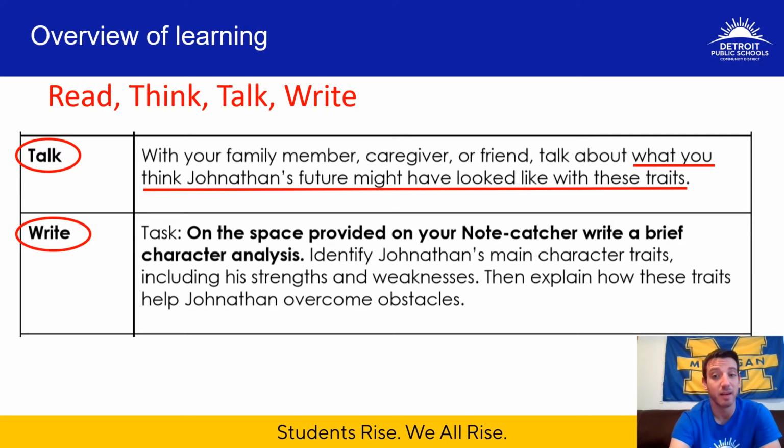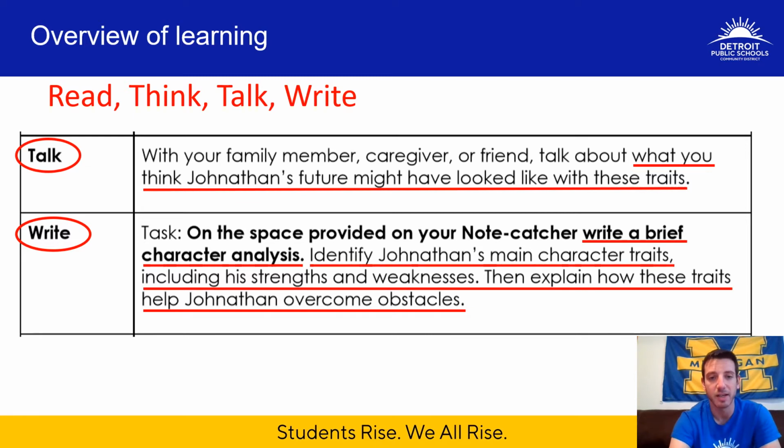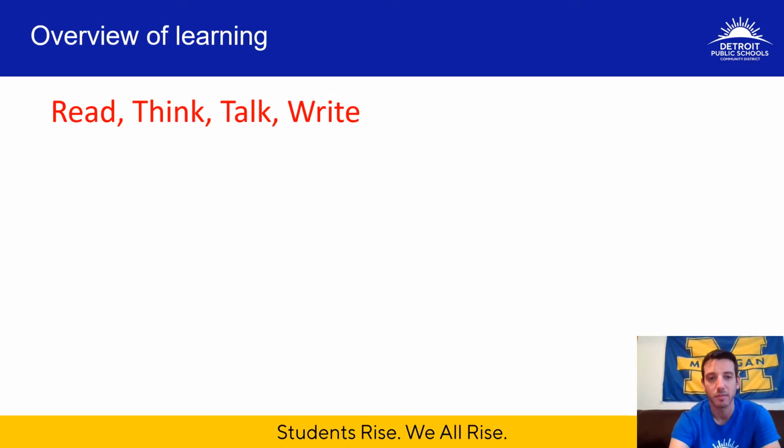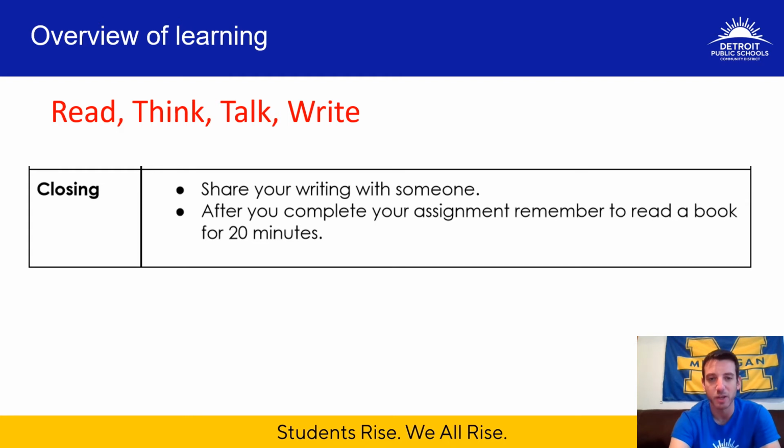And then the big part of the lesson for today is the writing assignment. So you're actually going to write a brief character analysis, which is going to be the model for today. So I'll go over it with you. And the character analysis is going to be about Jonathan. And you're going to identify Jonathan's main character traits, including his strengths and weaknesses. And then you're going to explain how these traits help Jonathan overcome obstacles. So again, you really got to think about Jonathan as a character and his strengths and weaknesses in terms of his personality. No surprise here, you're going to close out by sharing your writing with someone and then reading a book for 20 minutes, which you'll put on the reading log.